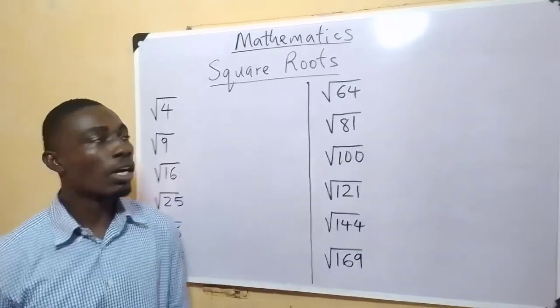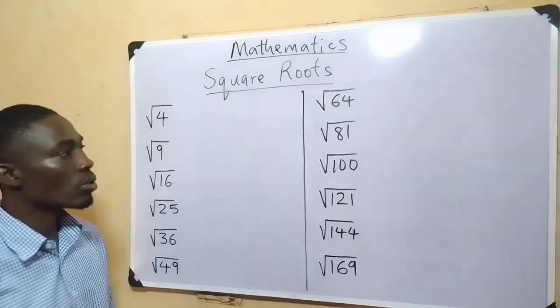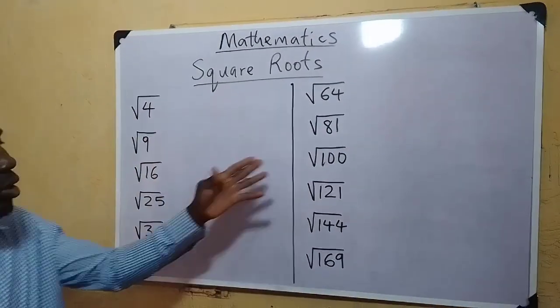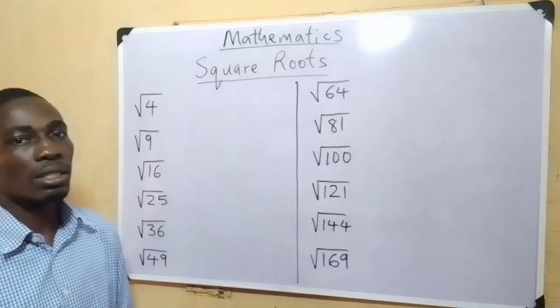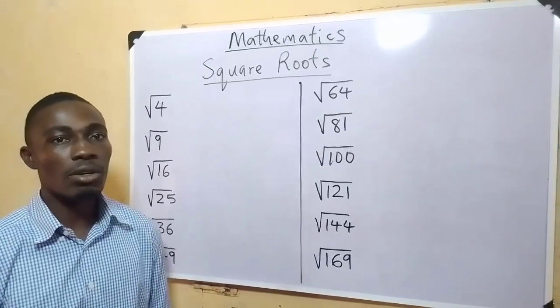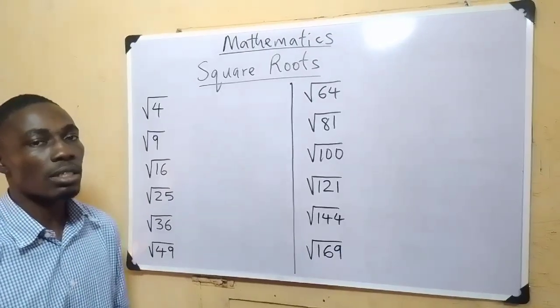Ladies and gentlemen, what we have is square roots. That is what we want to look at. We'll look at the square roots of these numbers. We'll solve them one by one. And we will see that there is nothing difficult in getting the square root of numbers.